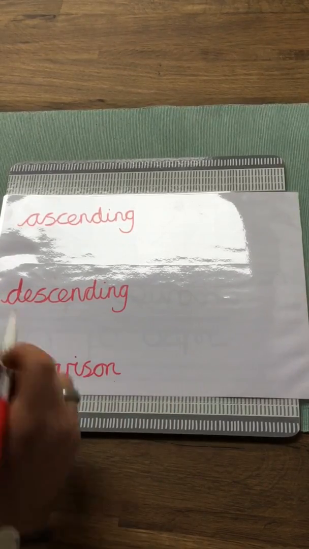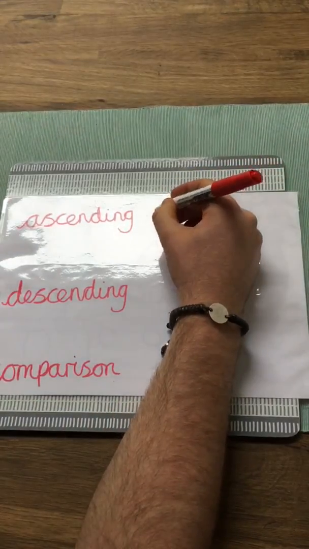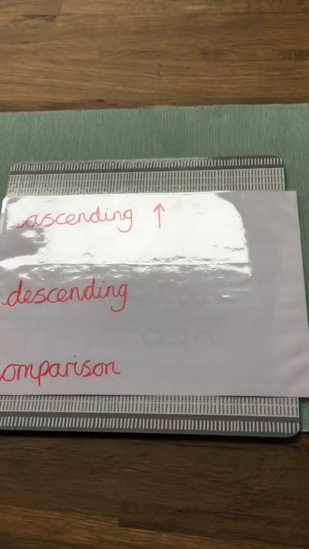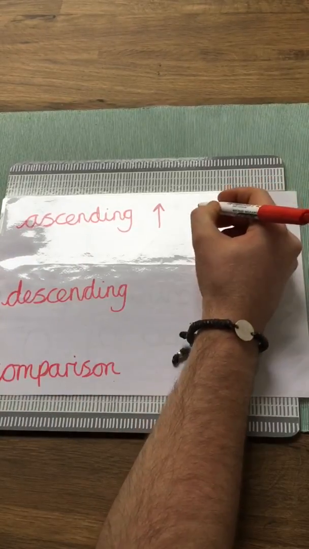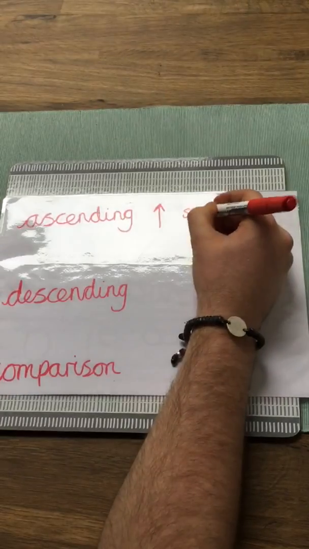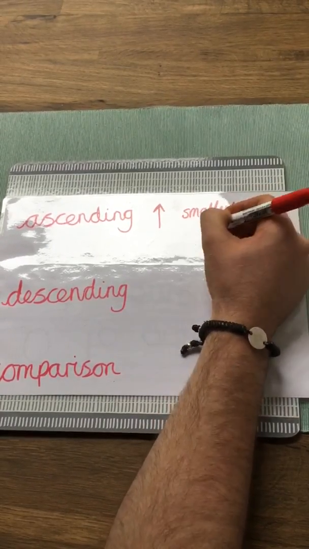Okay, so the word ascending means to move upwards. So therefore, when we need to order numbers in ascending order, we're putting them from smallest to largest.